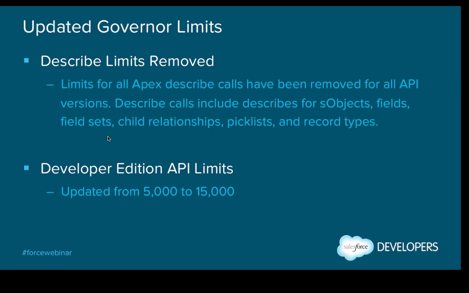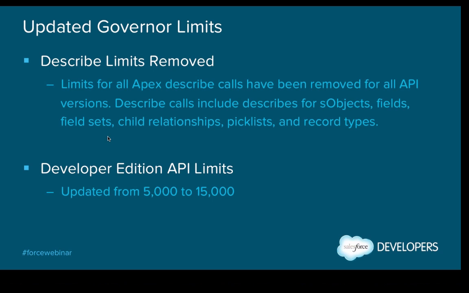One, updated governor limits in general. Our describe limits have been removed for Apex within Summer 14. So we can take describe calls within Apex, so we can get the fields for S objects, the field list for S objects, pick lists, etc. And you can do that to your heart's content at this point.